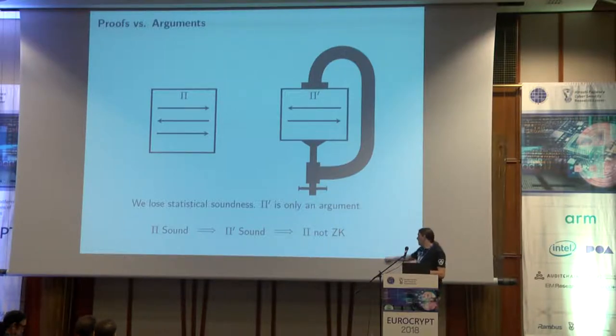So we need to take a different path to get a contradiction. And the path that we take is that what we show is that if pi, the original three-round proof, is sound, then pi prime is a sound argument. But pi prime being a sound argument implies that the original protocol pi is not zero knowledge. And thereby, the soundness of pi actually implies that pi cannot be zero knowledge, unless the language is in BPP, that is.